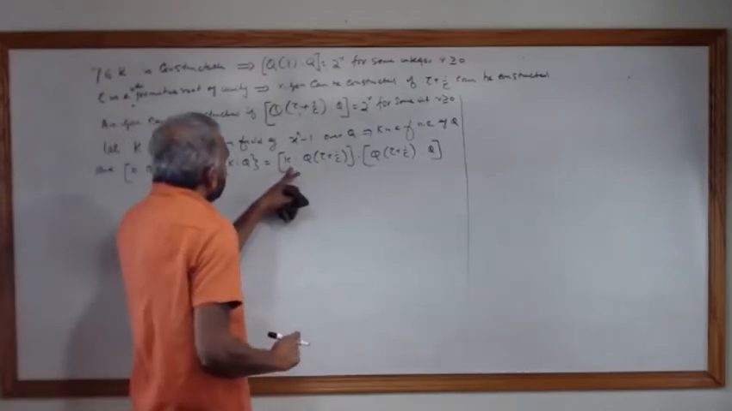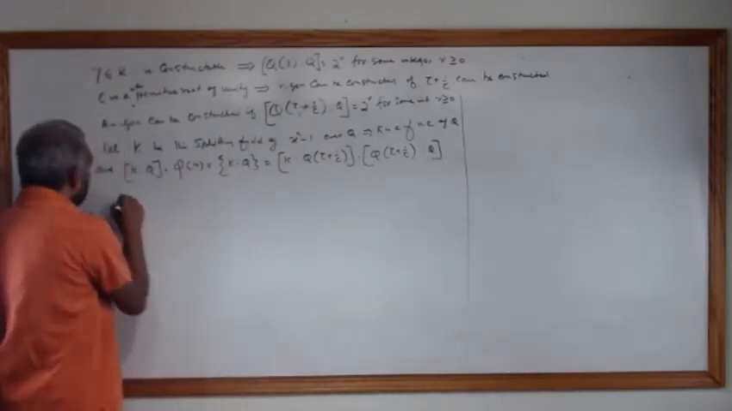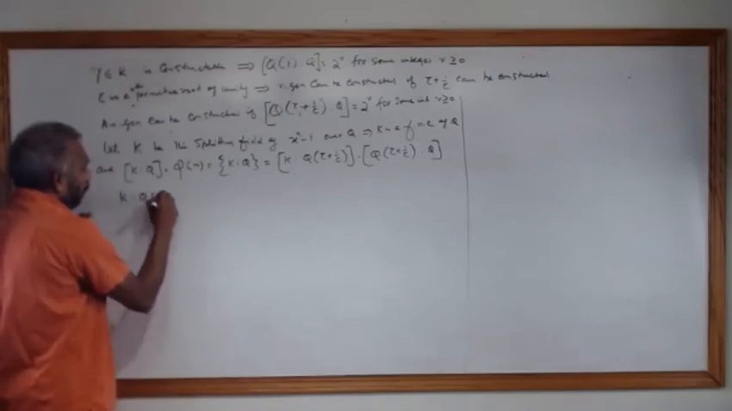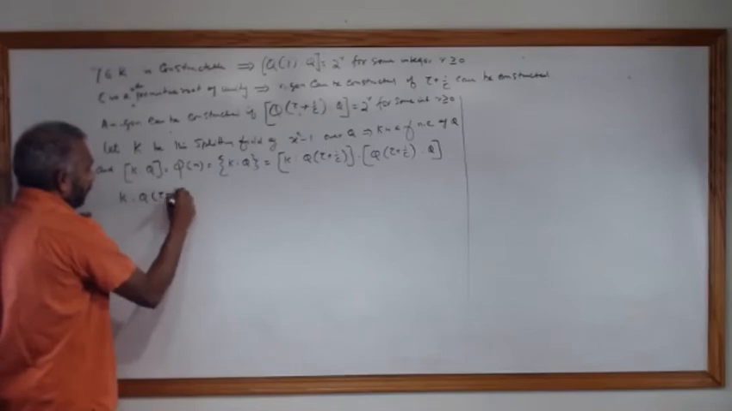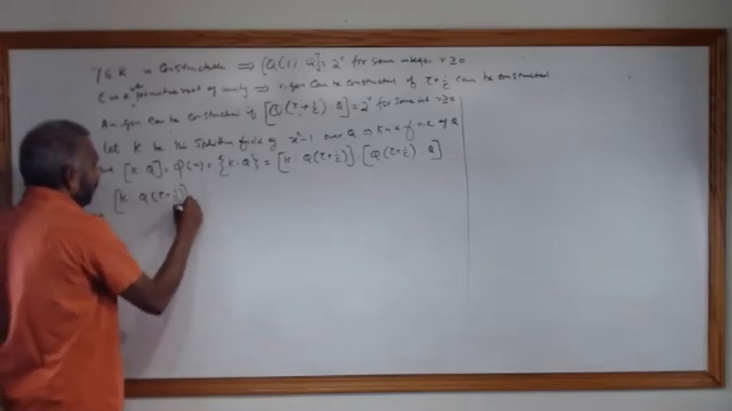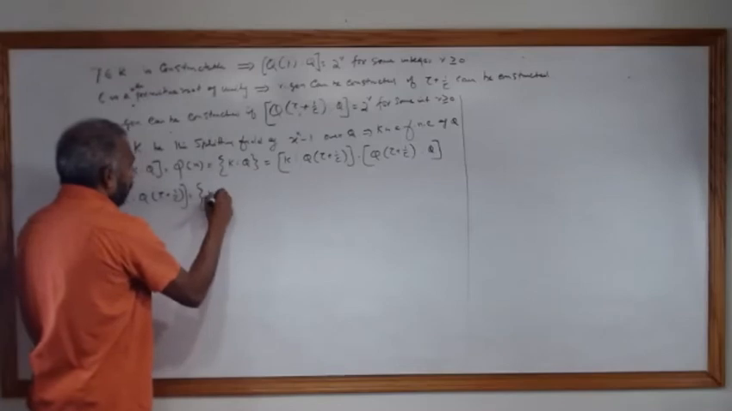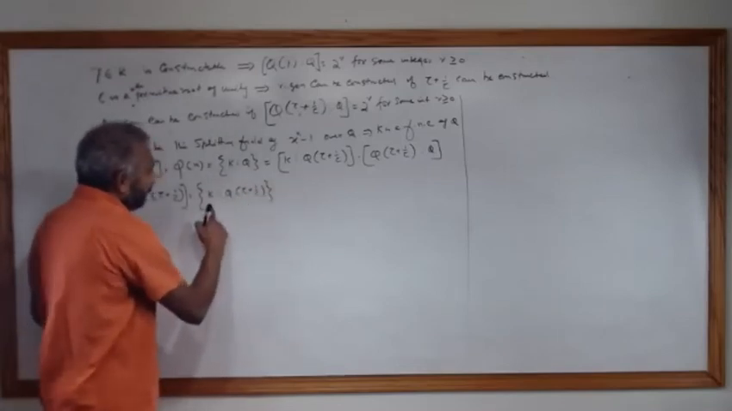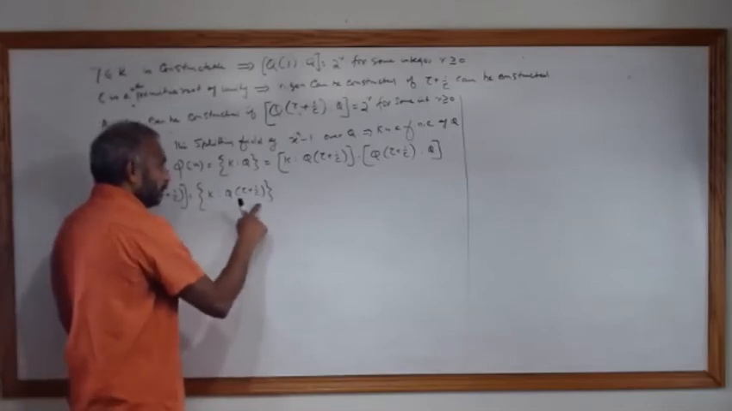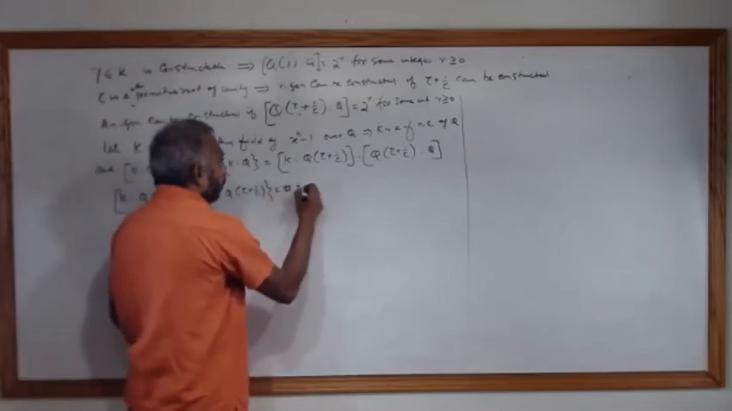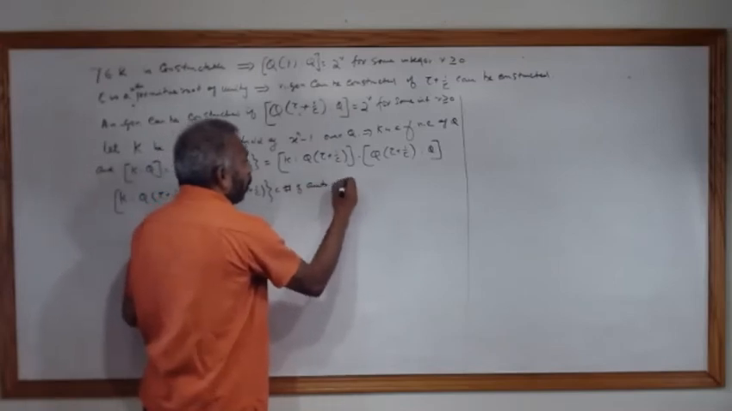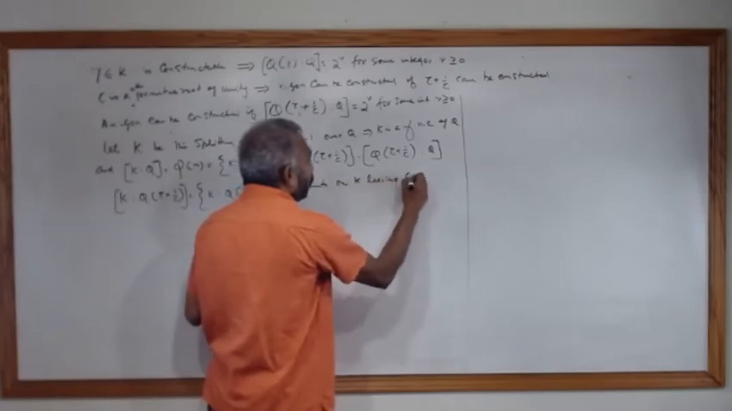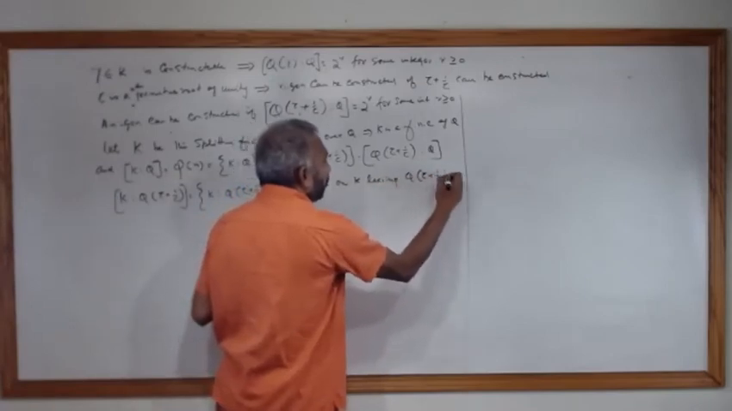Now what is this? The degree of K over Q(zeta plus 1 by zeta) is equal to the order of the Galois group of K over Q(zeta plus 1 by zeta), and this is the number of automorphisms of K leaving Q(zeta plus 1 by zeta) fixed.